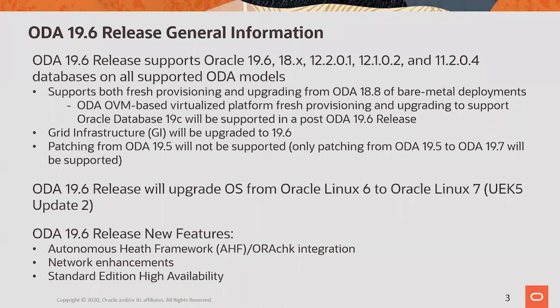There are a couple points I want to make with the 19.6 release. The initial release will support both the fresh provisioning of 19.6 databases, as well as allow customers to upgrade from ODA 18a release on all the bare metal deployments. Now, there are some technical issues, so the OVM or the virtualized platform support will come a little later after the 19.6 release. I want to make sure people realize that. And of course, with 19.6, we'll upgrade the grid infrastructure or GI to 19.6 as well.